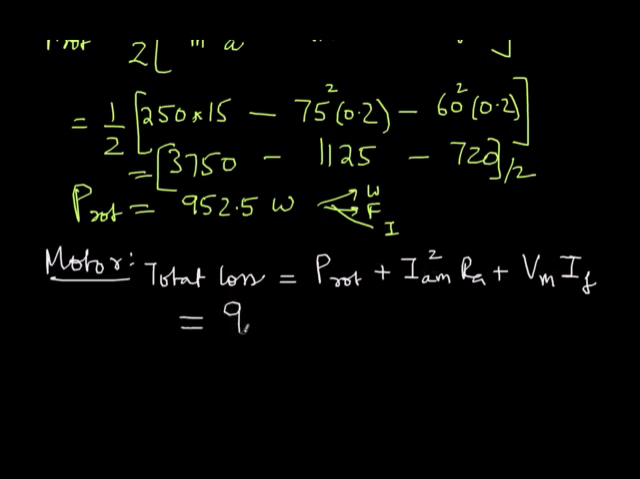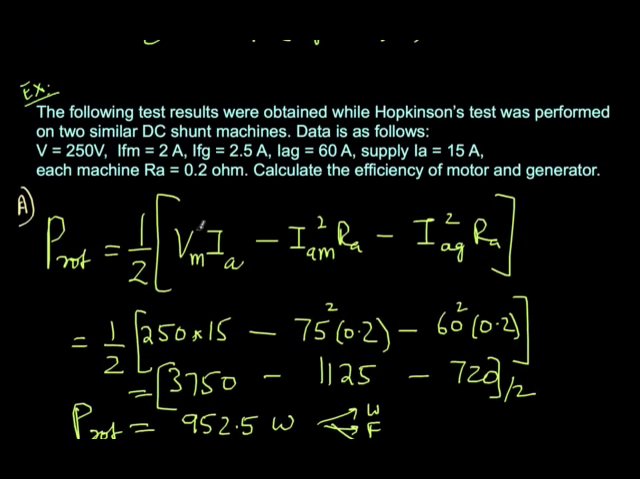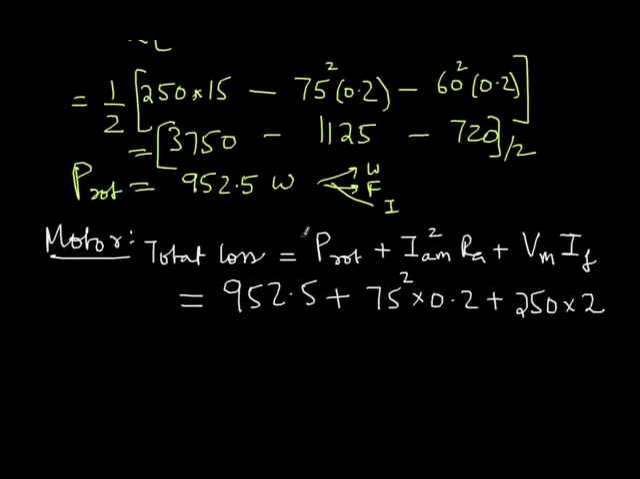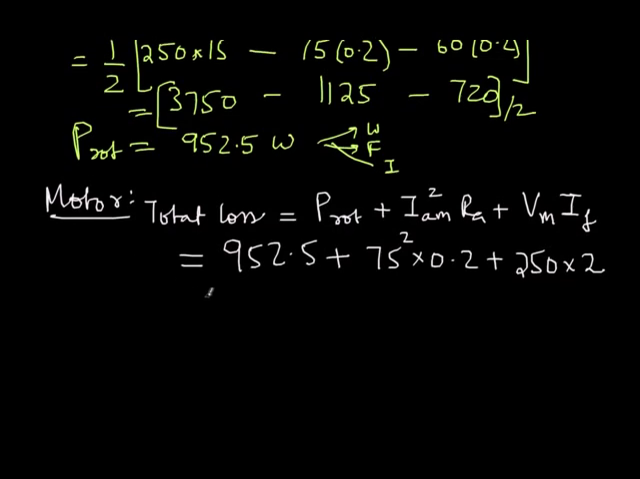So the rotational losses are 952.5, already we have calculated. Copper losses in the armature are 75 square into 0.2 plus, and what is this one? This is the copper losses in the field winding. So this is again 250 volts, and the field current I recollect is 2 amperes. Let me check it. Yes, 2 amperes. So this is the total losses that are occurring in the machine.